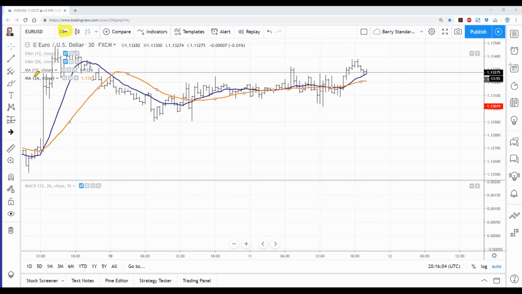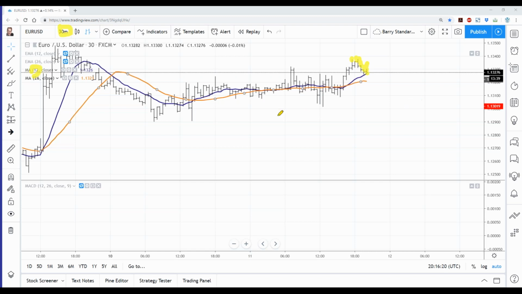And we're using a 12 period moving average. So that means we would go back and take the close of the last 12 bars, add them together and divide it by 12, and then put a dot on our chart. And that would give us a 12 period moving average.